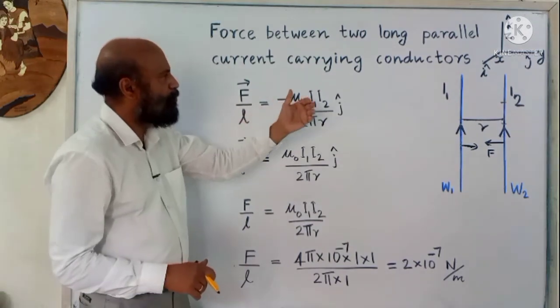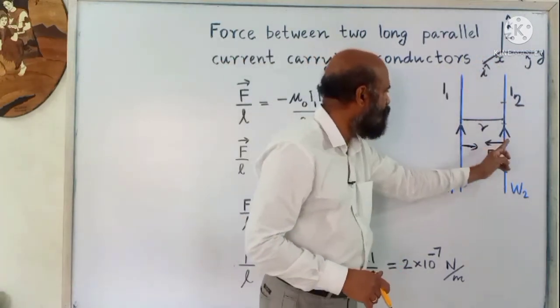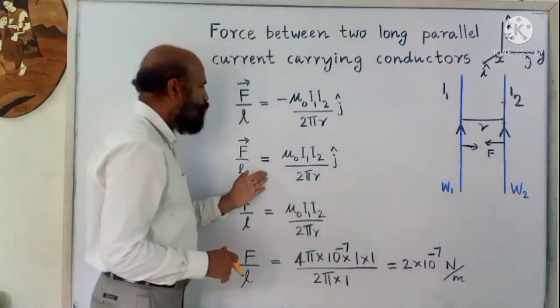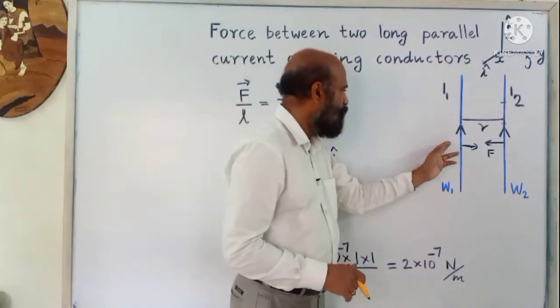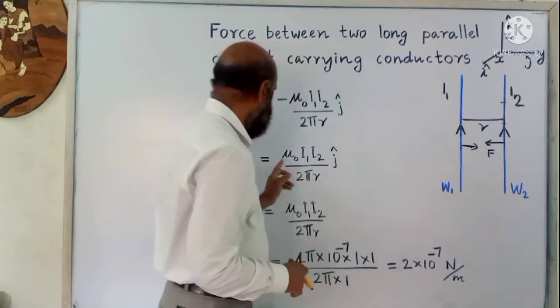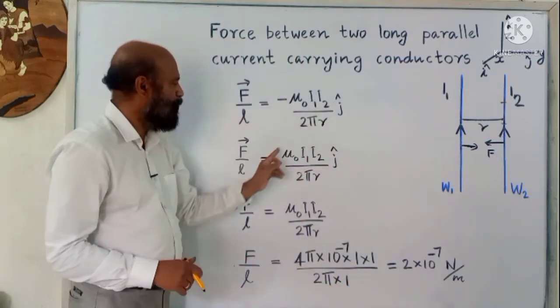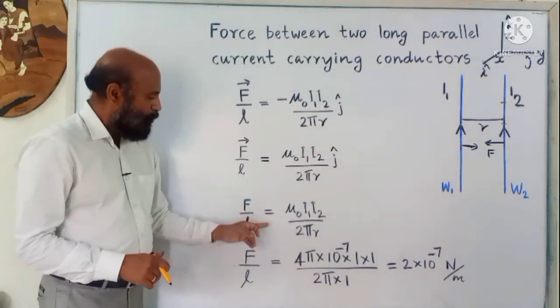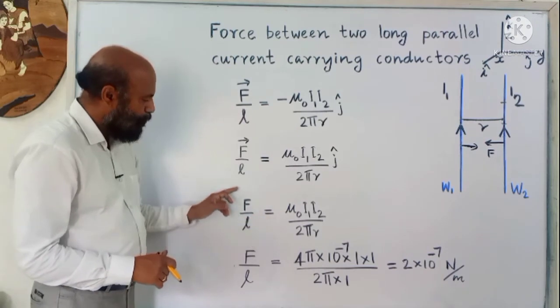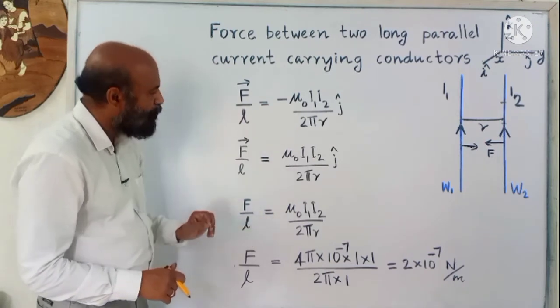So this is the force experienced by this conductor, force per unit length. It is acting along the negative y-axis. And this is the force experienced by this conductor. It is acting along the positive y-axis. So here minus j cap, here j cap. So this is the magnitude of the force per unit length.